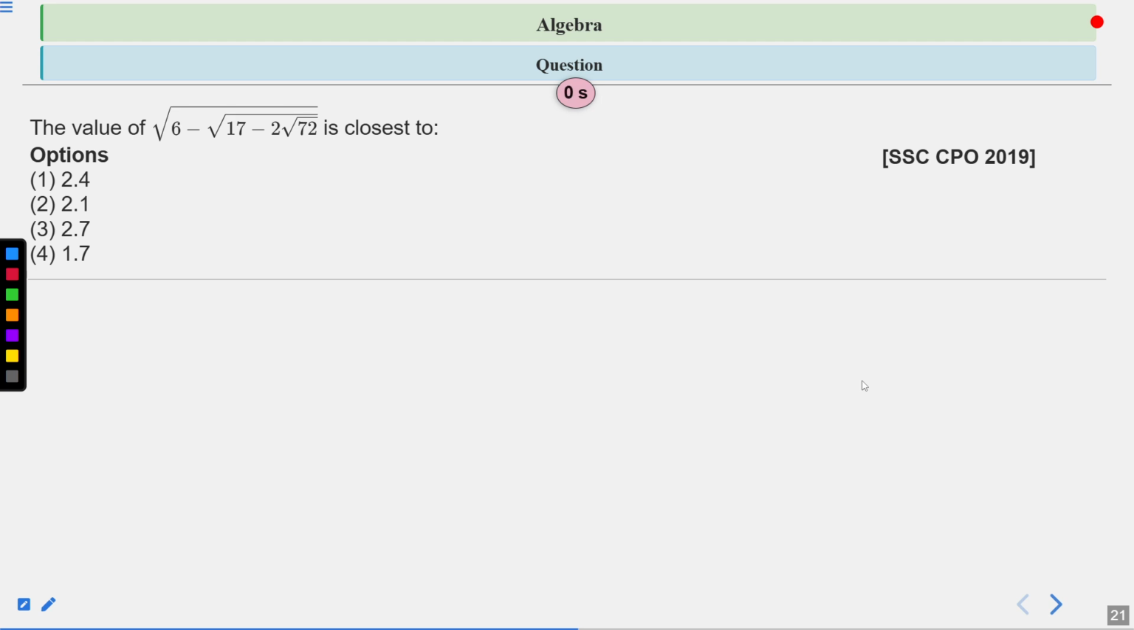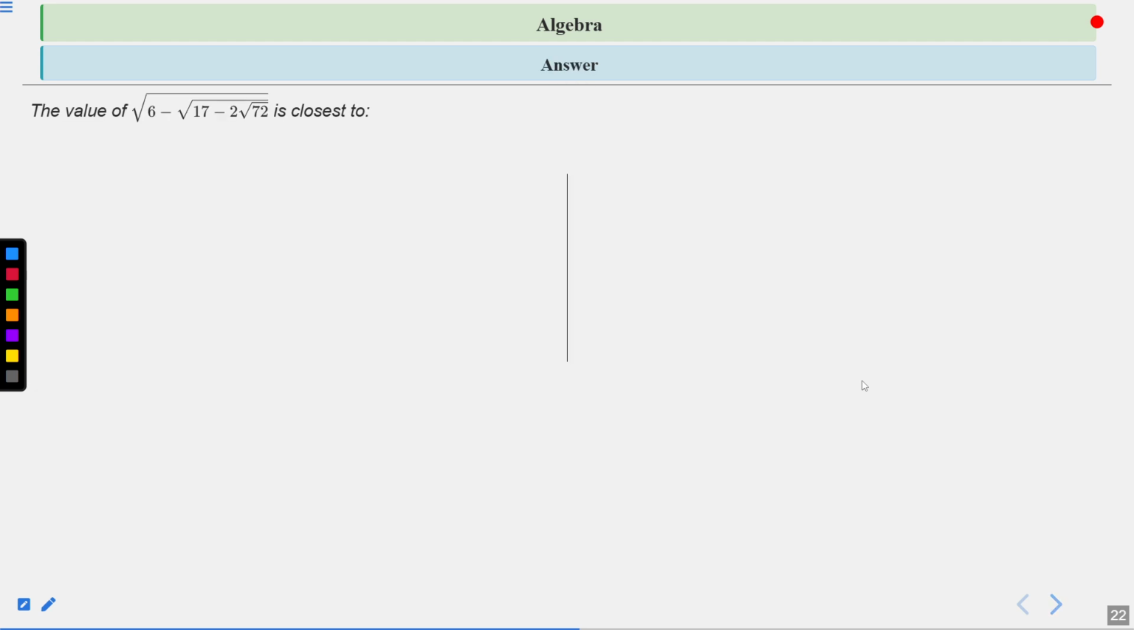Now time's up. Let's see the solution of this question. The question says the value of under root 6 minus under root 17 minus 2 under root 72 is closest to. Just simplifying it, we get the correct answer of this question is the first one, which is 2.4. Now see the detailed solution of this question.